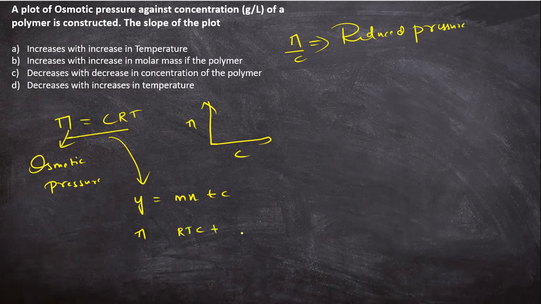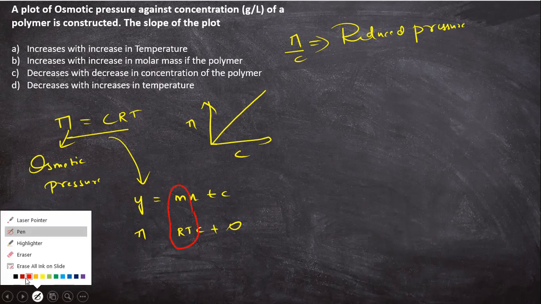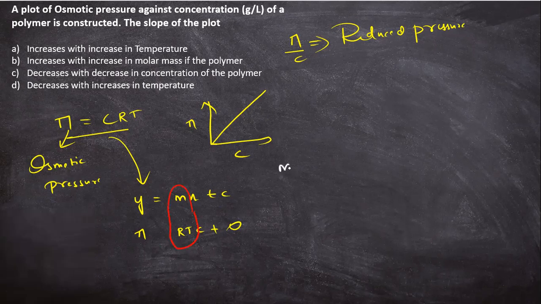pi equals CRT plus the intercept. Here there is no intercept, so just consider it as 0. And here the straight line passes through the origin as the intercept is 0. The slope, m, is equal to RT. So m is equal to RT.